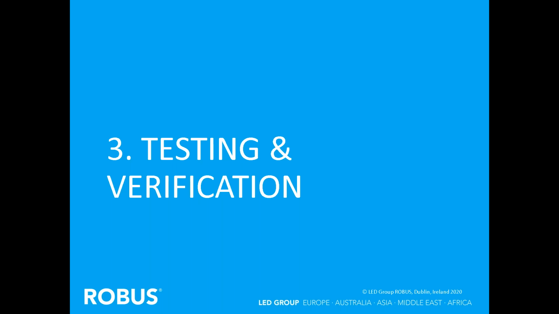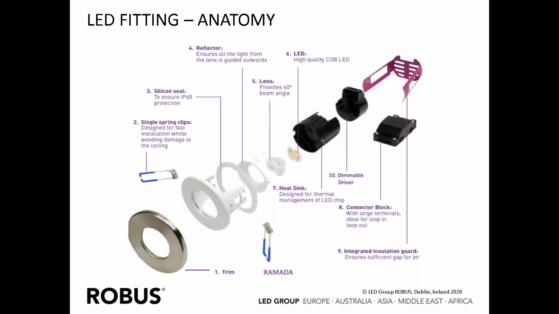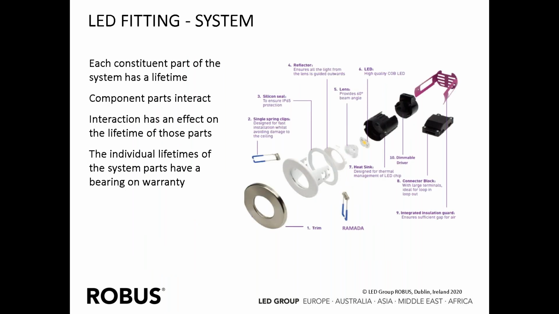So, testing and verification. This is an anatomy of a product of ours. It's an LED downlight, and we can see that there's lots of parts that go into making up the downlight. We've got the trim and springs and lots of different parts, including the LED, lens, driver, etc. And I'll just move on to the next slide here, which I've reduced the size of.